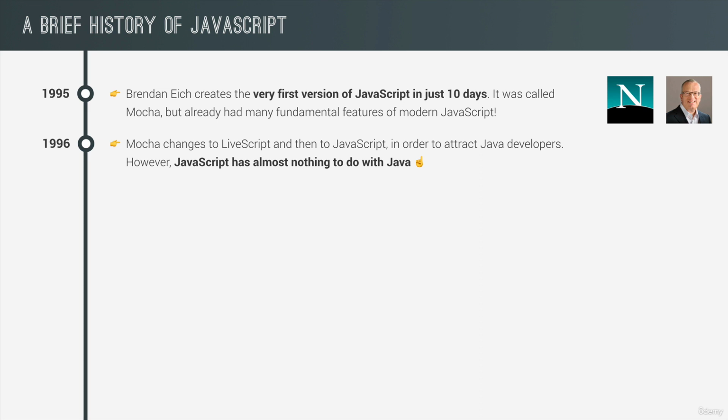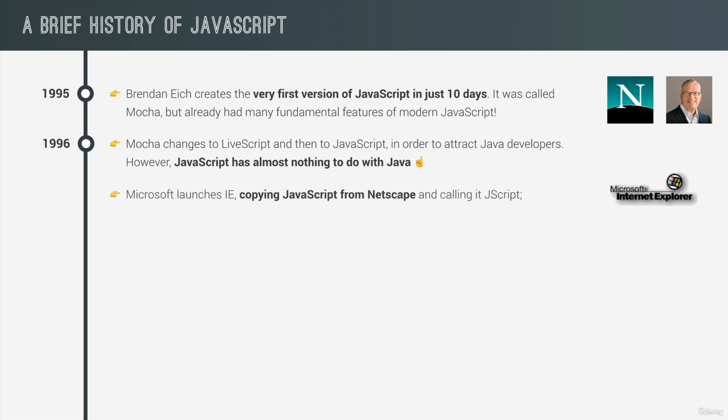Also in 1996, Microsoft launched Internet Explorer, which basically copied JavaScript from Netscape. But they called it JScript for legal reasons, because you cannot just go around and copy other people's programming languages. What this means is that we now had two very similar but competing languages, which of course is never a good idea in the long run. And so, with the internet growing like crazy around this time, people realized they needed to standardize JavaScript.